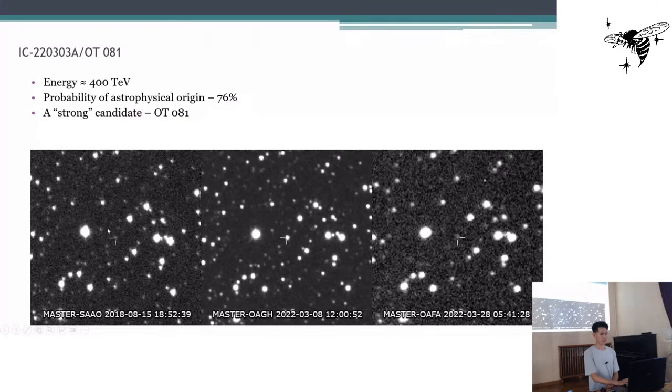The left frame was made 3.5 years before the event, the middle one 5 days after the event, and the right one 25 days after the event. You can clearly see the flare, which was exceptionally bright.